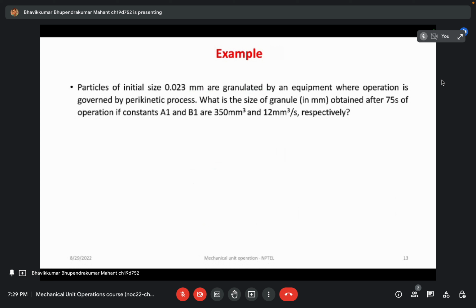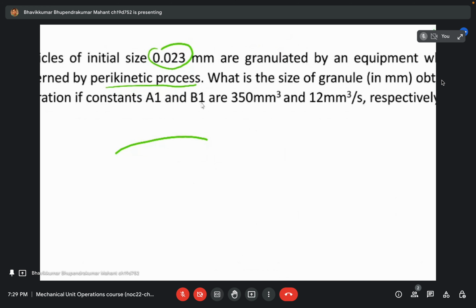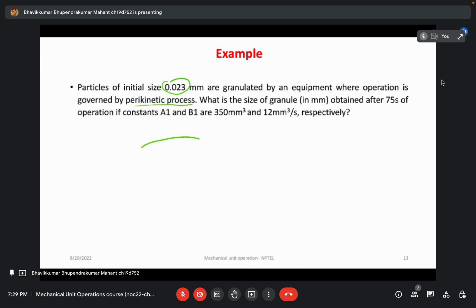So we will try to solve one example. In that, particles of initial size 0.03 mm are granulated by an equipment where operation is governed by the perikinetic process. So here our process is perikinetic. What is the size of granules obtained after 75 seconds of operation with constants A1 and B1? As you can see, A1 has a value of 350 mm cube and B1 has a value of 12 mm cube per second. So these are the values you already get in your example.